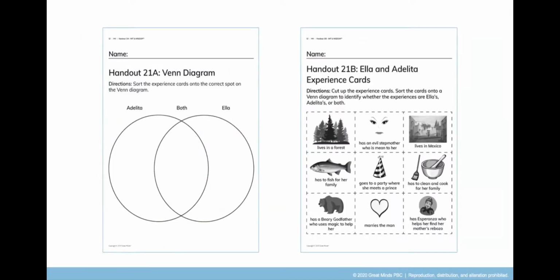All right, now what I'd like you to do is take out handouts 21A and 21B. It looks like what you see on the screen. Listen as I review the directions on handout 21B. Cut up the experience cards. Sort the cards onto a Venn diagram to identify whether the experiences are Ella's, Adelita's, or both. Now, if you don't have all the materials, you can draw a Venn diagram in your journal and then draw a picture or write a word to show where each experience belongs instead.